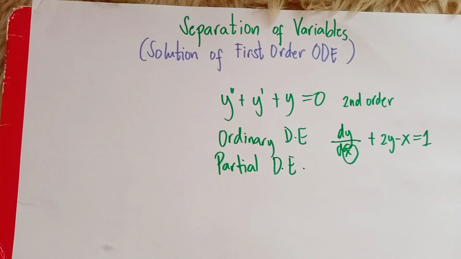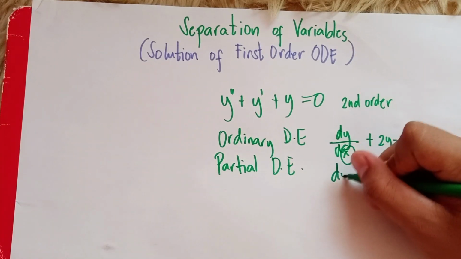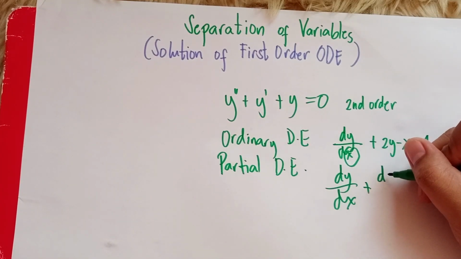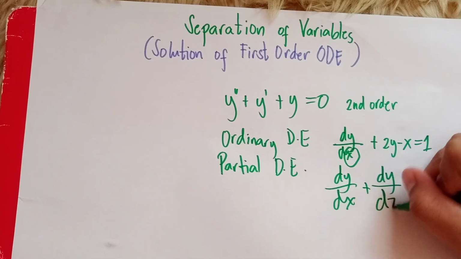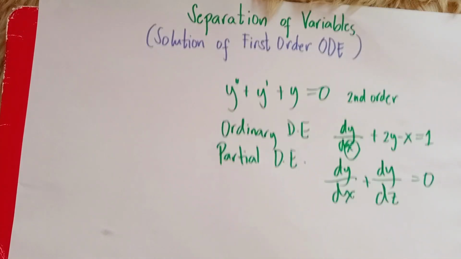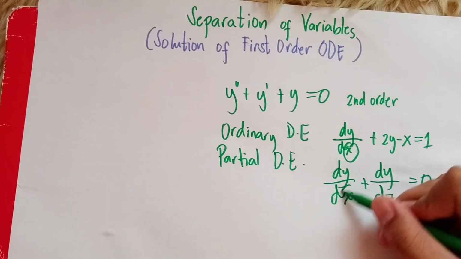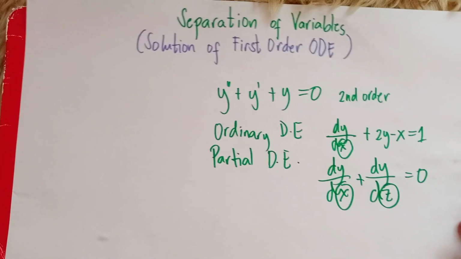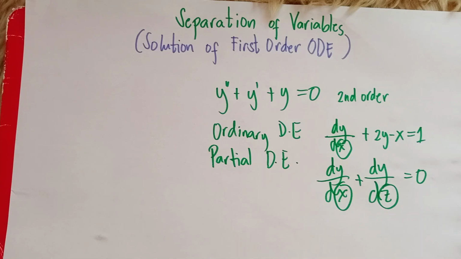So, pag sinabi naman nating partial differential equation, this is a differential equation containing two or more independent variables. Example mga boss, if we have dy divided by dx plus dy divided by dz equals 0. So, kung titingnan natin mga boss, we have two independent variables, x and z. So, tawag po dito is partial differential equation. Okay, now I'm going to show you how to perform the separation of variables.